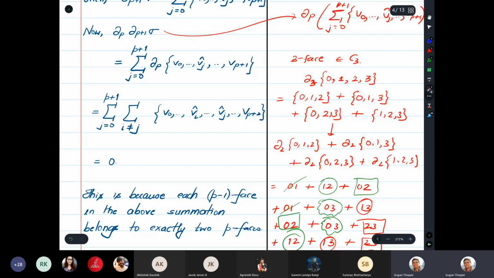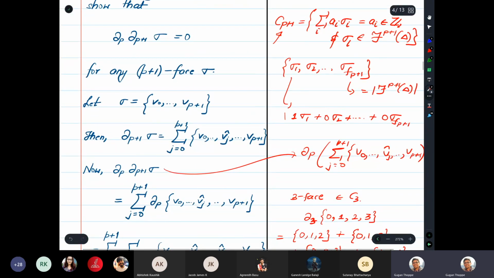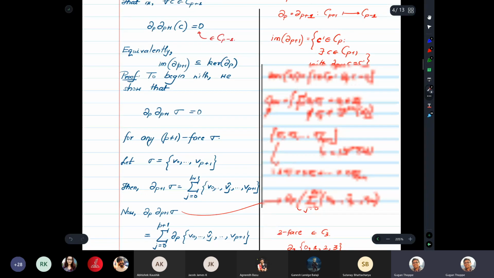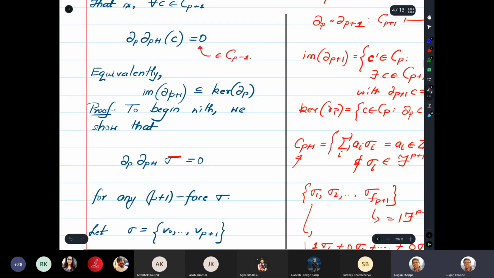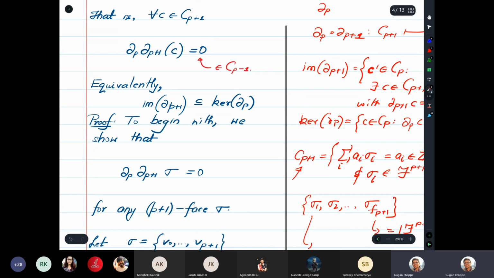So what have we managed to show? Our goal originally was to show that for any c in C_{p+1}, this relationship holds, right? So what have we managed to show? We have managed to show that you give me any p plus 1 phase, this above relation actually holds true. So now I am claiming that the proof is done. Can one of you help me figure out why the proof is done? This is what we had to show: for every c in this, we managed to show that this is true, and now I am claiming that the proof is done. Why do you think the proof is done?